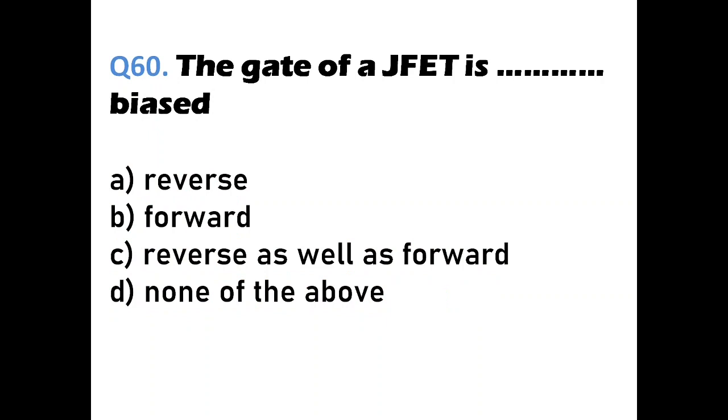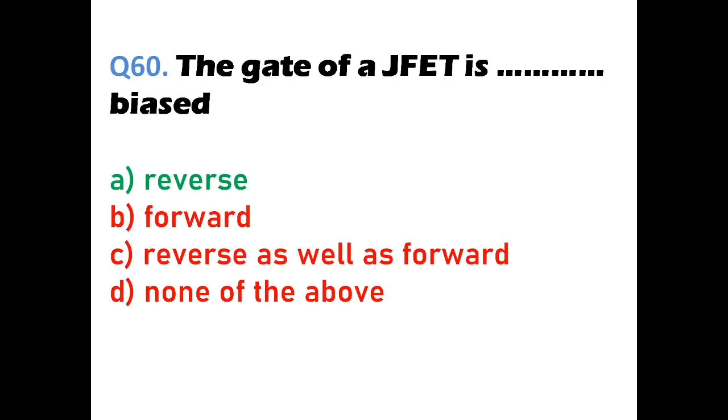Then we'll go to the next question, question number 60. The gate of a JFET is dash biased. Now JFET is mainly junction field effect transistor, and the depletion layer of the junction plays an important role to increase or decrease the channel width. And to increase or decrease the depletion layer, we should always use reverse bias. So the gate of a JFET is reverse biased. So here the option will be A.